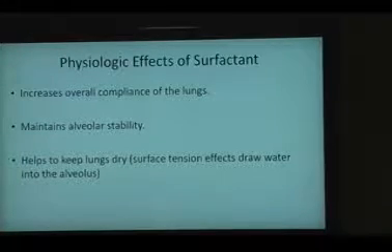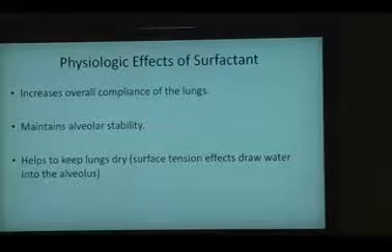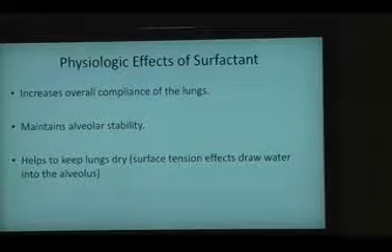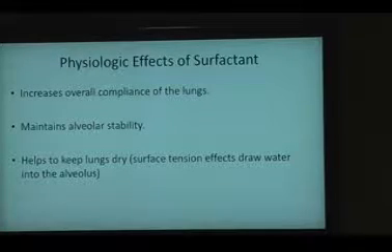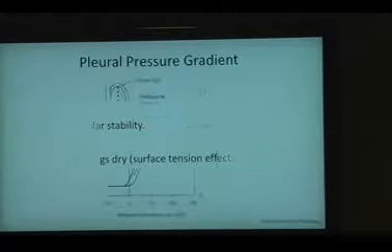So we need surfactant. We also need surface tension. We need the right balance between surfactant and surface tension. We need surfactant to increase the overall compliance of the lungs, to maintain alveolar stability, as I showed on the previous slide, and to keep the lungs dry, because surface tension tends to draw water into the alveolus. We need the right balance, because surface tension is what pushes gas back out of the lungs during exhalation, as well as elasticity. But if we have too much surface tension, then we get collapse.